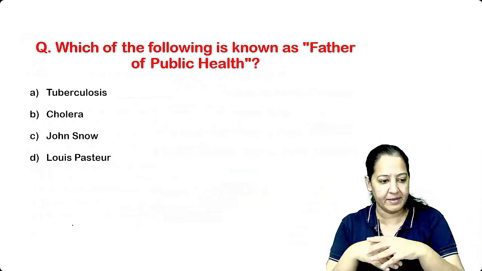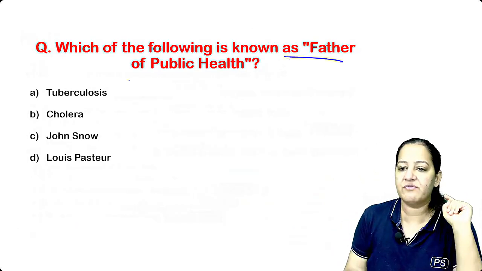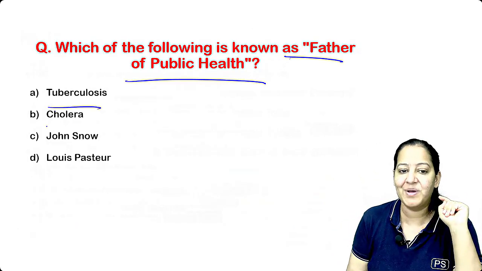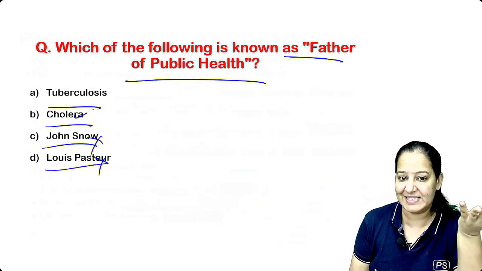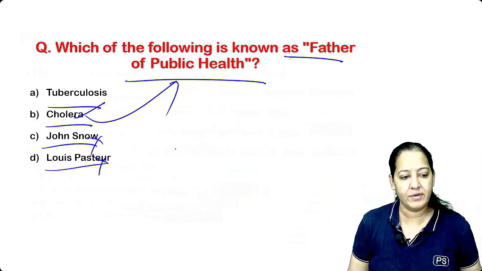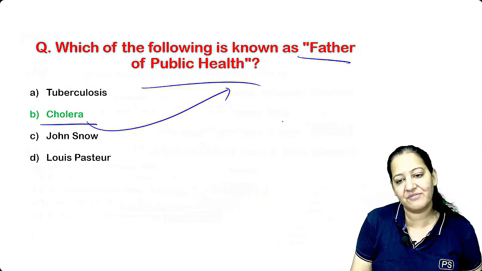Okay, read the question, tell me the answer. Fast, people, fast. Which of the following is known as the father of public health? Just now I taught you. Is it TB, cholera, John Snow, or Louis Pasteur? It's not a person, it's a disease. Cholera. The correct answer is cholera. So cholera is the disease that is considered the father of public health.